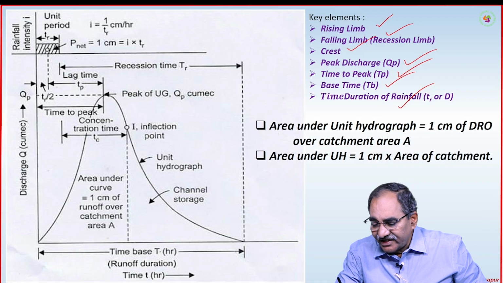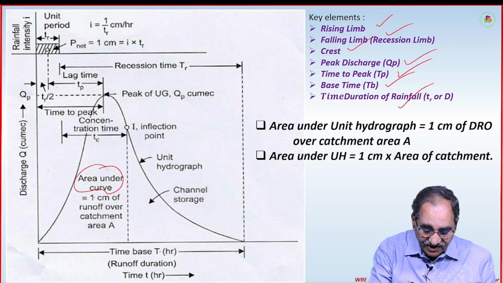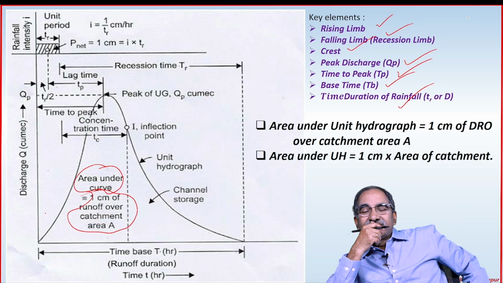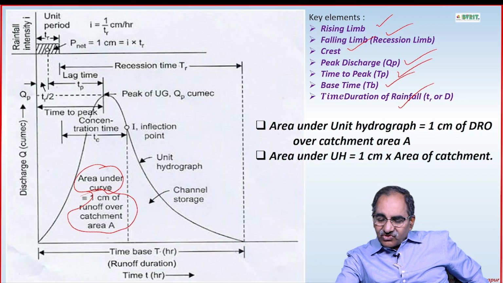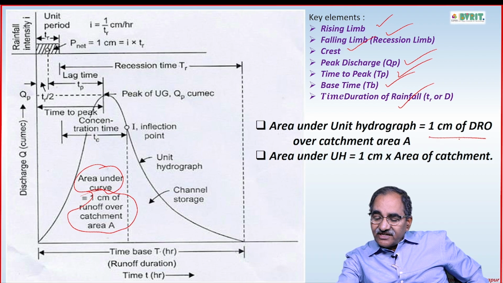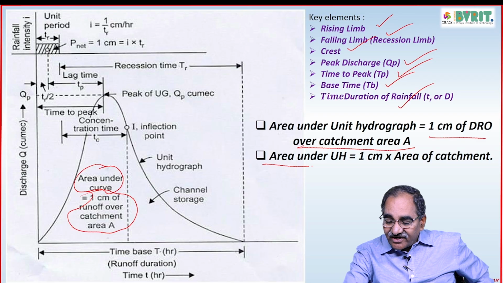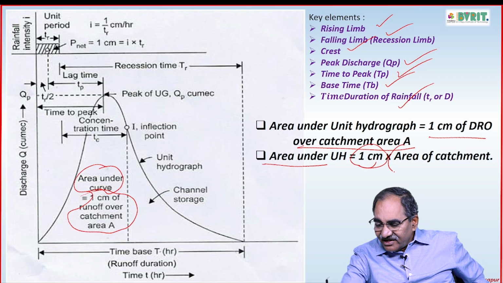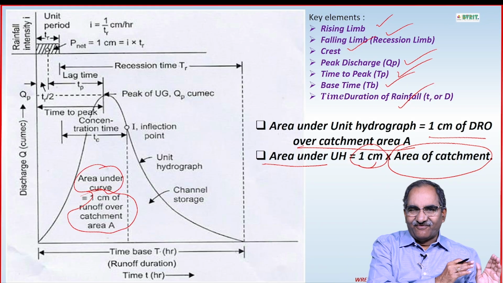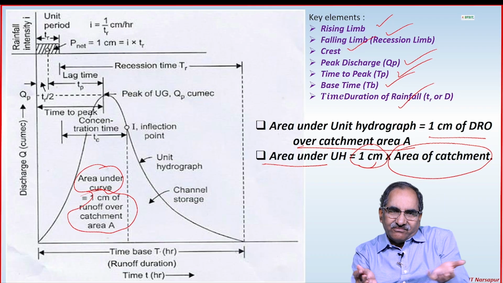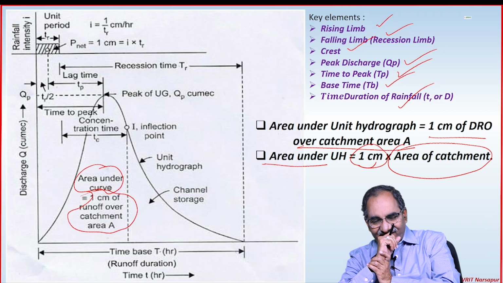Then coming to the area under the unit hydrograph. The area under the unit hydrograph represents 1 centimeter of direct runoff over the entire catchment area. Area under unit hydrograph is equal to 1 centimeter into area of catchment. Area of catchment multiplied by depth of direct runoff is the volume of water, which is also represented by the area of the unit hydrograph.